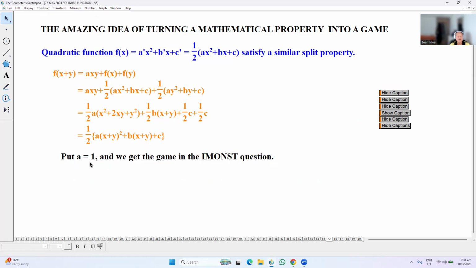If we put a equal to 1, then we get the same game in the IMONST question. Then a is 1, then we have xy in the first term.